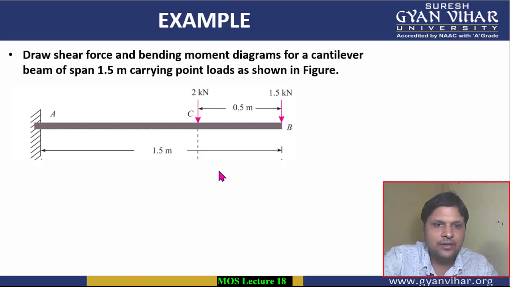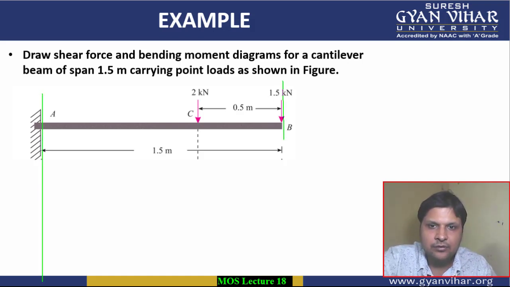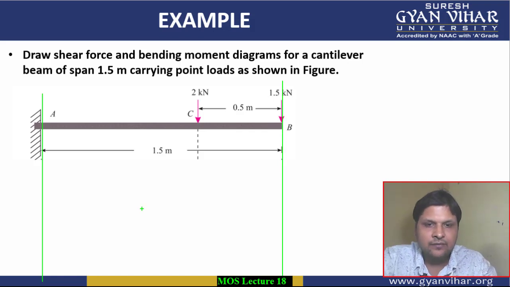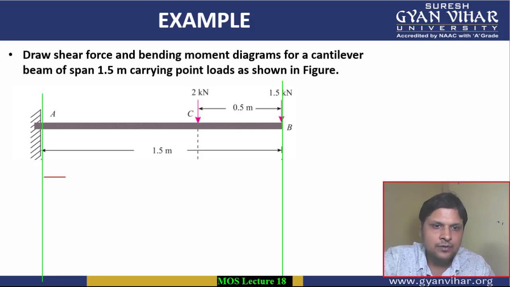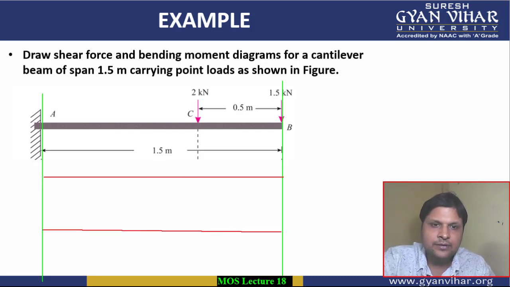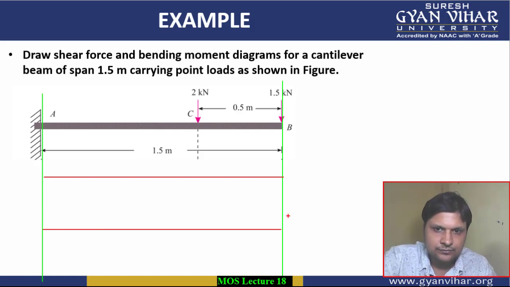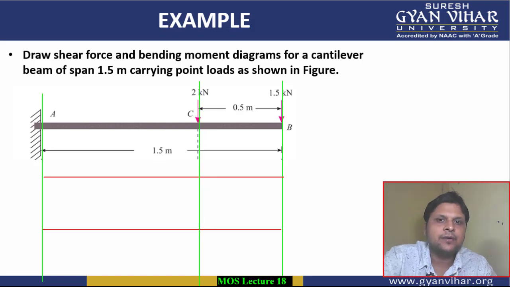So what we will do, students, first of all, as I have told you, we will draw a line from every section, from every point. We will draw a vertical line downwards from point A, and from B also. Then we will draw two baselines, one for shear force and the other for bending moment. Then from this point C also, since there is a point load here, we will draw a vertical line in this way.